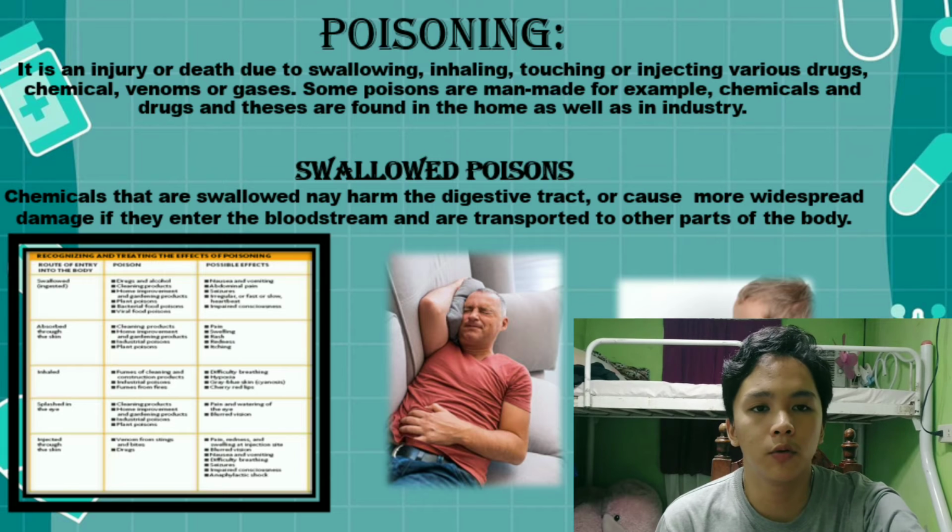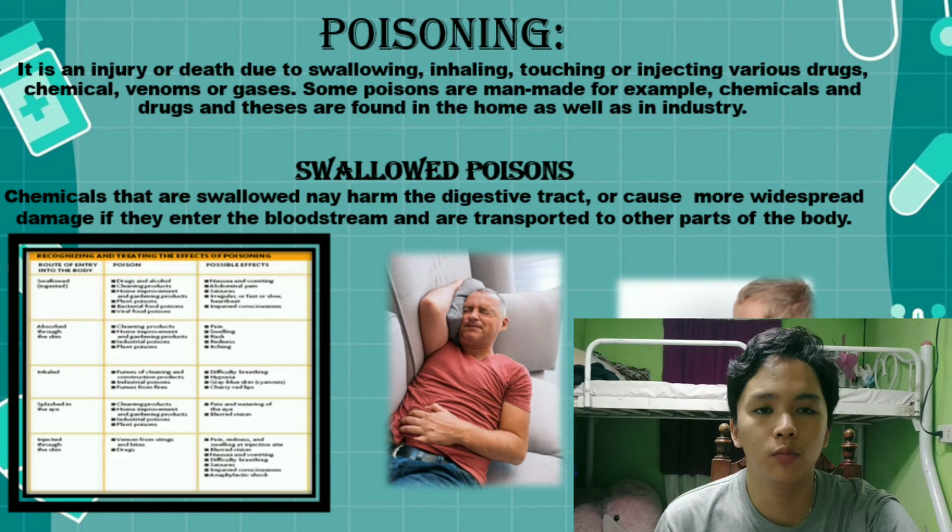For example, mga poisonous plants natin, meron yung mga yan. Meron din naman yung mga nai-ingest or sa insects, sa mga creatures na nag-produce ng venom tulad ng snake. Swallowed poison. Swallowed poisons are chemicals that are swallowed that may harm the digestive tract or cause more widespread damage if they enter the bloodstream and are transported to other parts of the body.